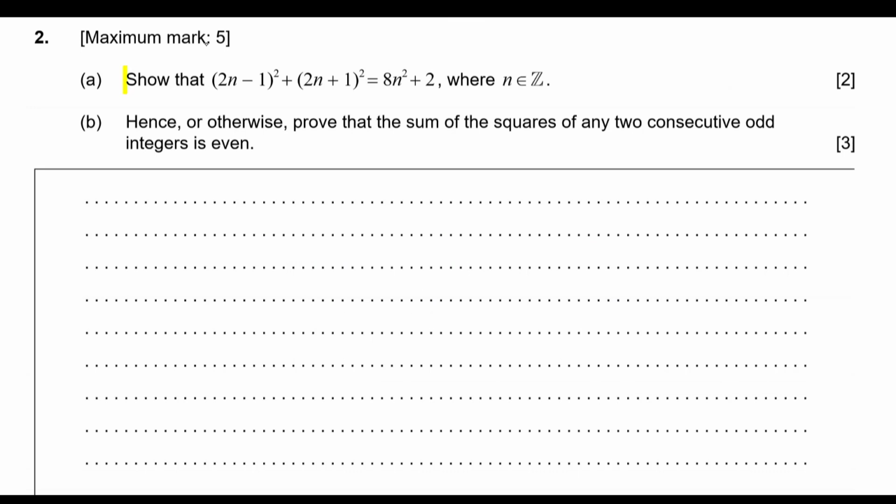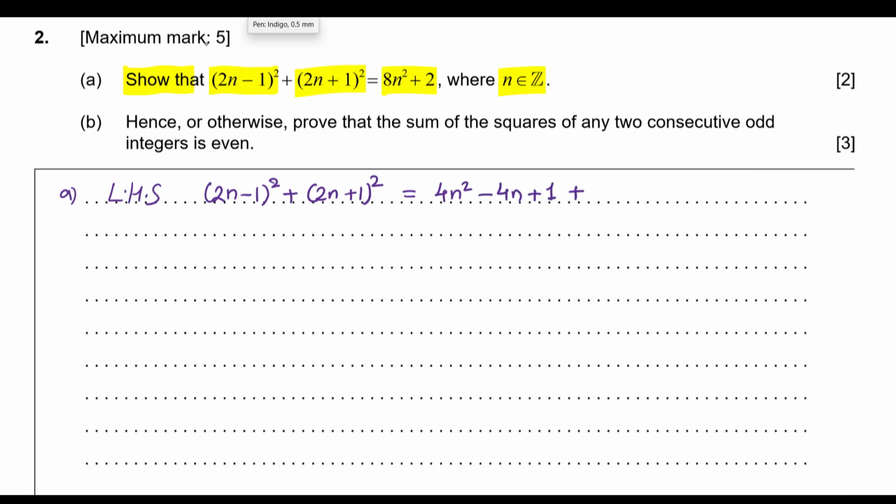A part: show that (2n minus 1) whole squared plus (2n plus 1) whole squared is 8n squared plus 2, where n belongs to Z. We are going to prove this by starting from the left hand side and equating it to the right hand side. The left hand side is (2n minus 1) whole squared plus (2n plus 1) whole squared, and if you open the brackets it is going to be 4n squared minus 4n plus 1 and 4n squared plus 4n plus 1. So minus 4n and plus 4n get cancelled and we get 8n squared plus 2, which is the right hand side, hence proved.